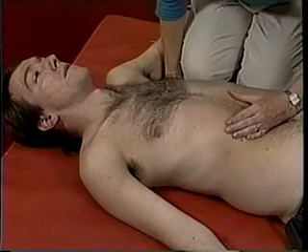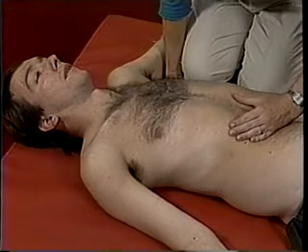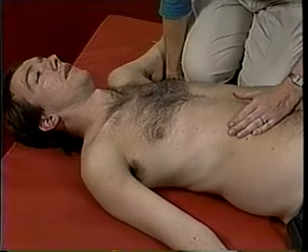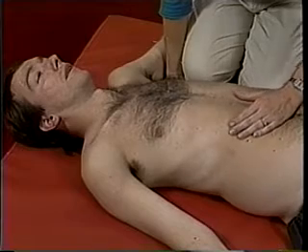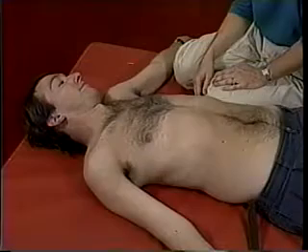The upper chest inhibiting technique is especially useful with patients who are cognitively unable to alter their breathing pattern because verbal cues can be minimized. A final strategy for promoting diaphragmatic function is to work on normal sequencing of chest movements.